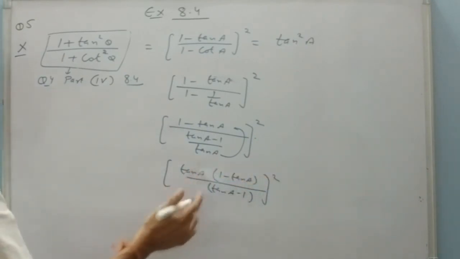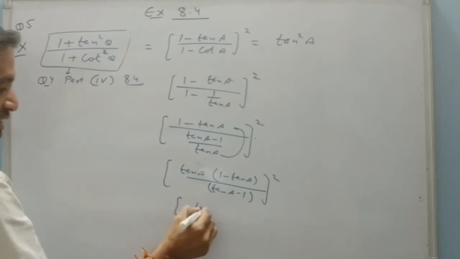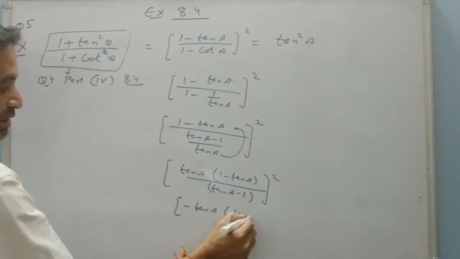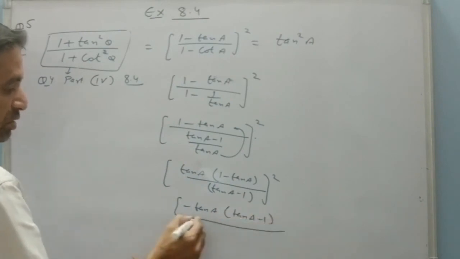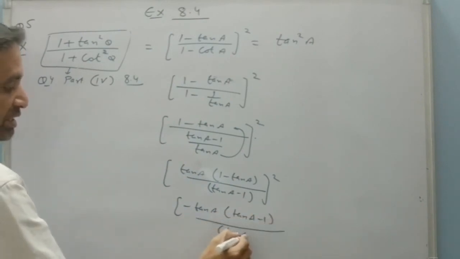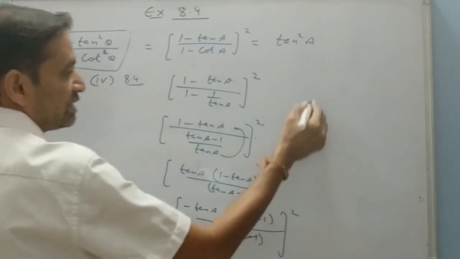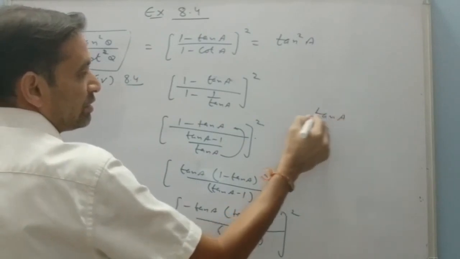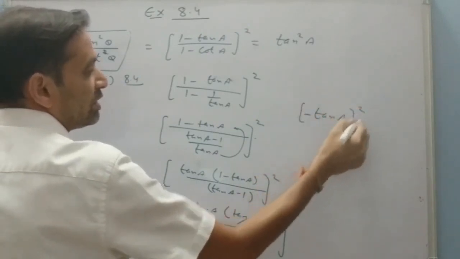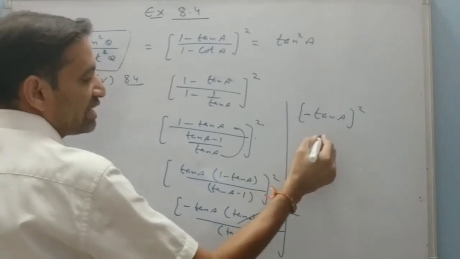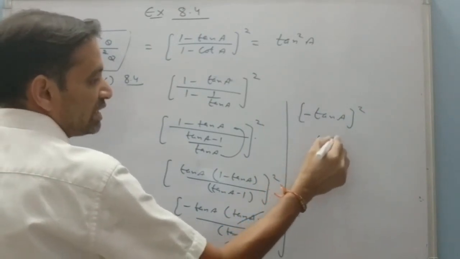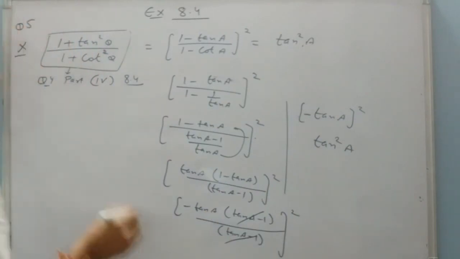By taking minus common, you can say minus (tan A minus 1) upon (tan A minus 1) whole square. This will be cancelled out. I have just (tan A minus 1) whole square, and we know that the square of any negative number is always positive, so it will be tan square A, which is RHS. This part you can see in my lecture. You will get the question number 4, part 4, solution of it.